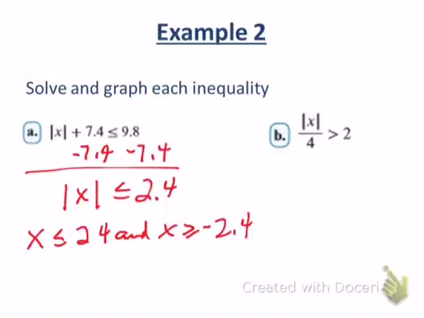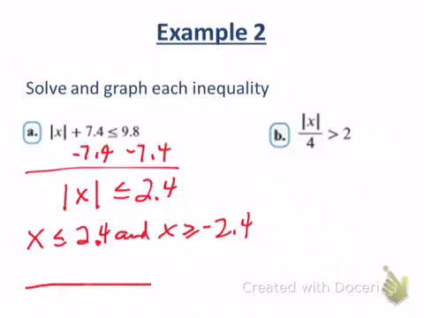When we did equations, we always changed the sign. We didn't have a symbol to flip. If you flip an equal sign, it's still an equal sign. Right? X is less than or equal to 2.4. And x is greater than or equal to -2.4. What's the graph going to look like of this?